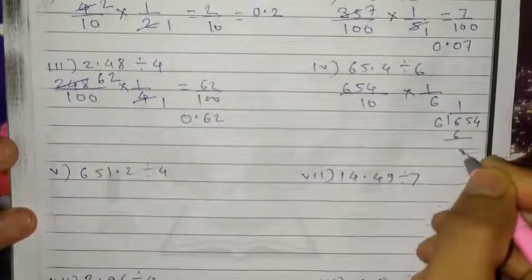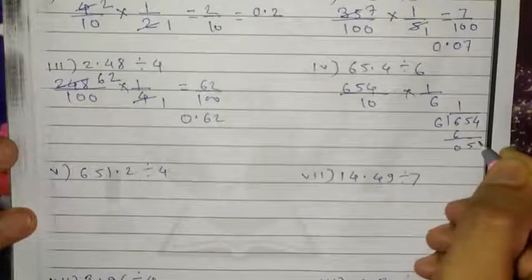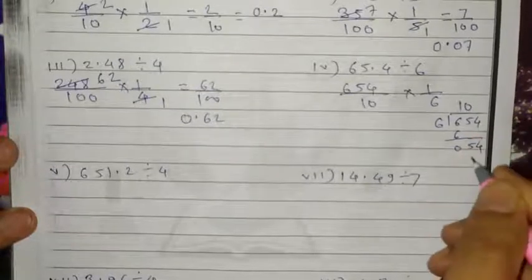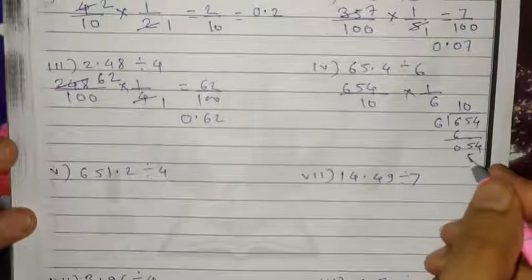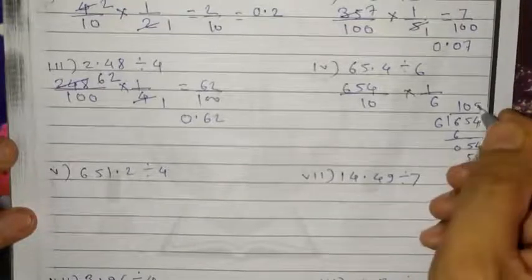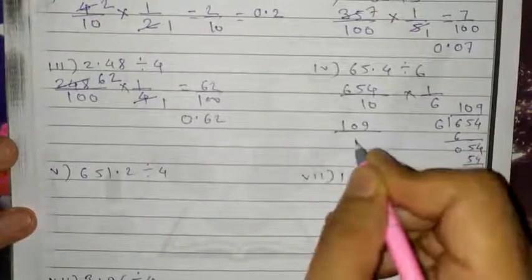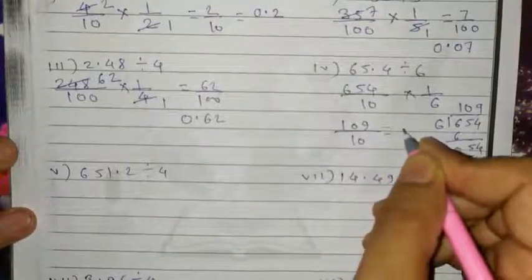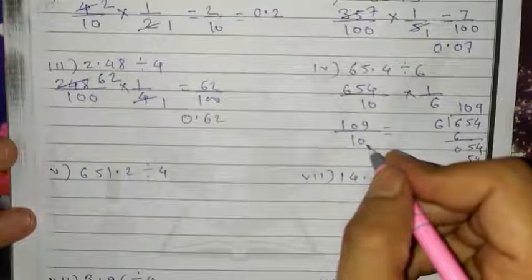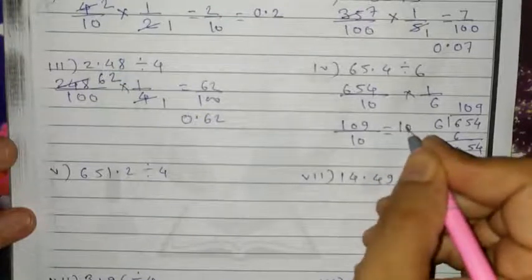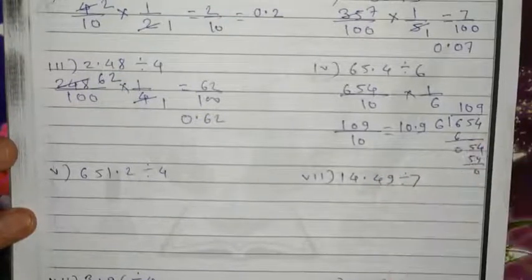6 ones are 6, remainder is 0. Taking two numbers at a time, so here 0 is there. 6 nines are 54, remainder 0. So here our answer is 109 upon 10. So it means after point, how many numbers? 1. So it is 10.9.